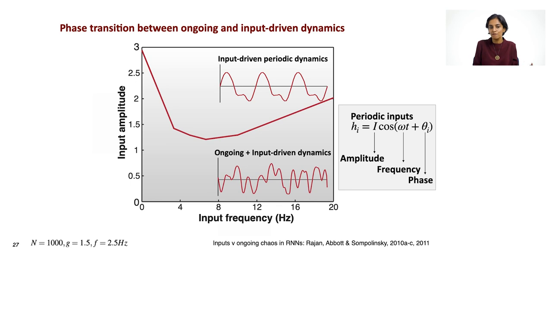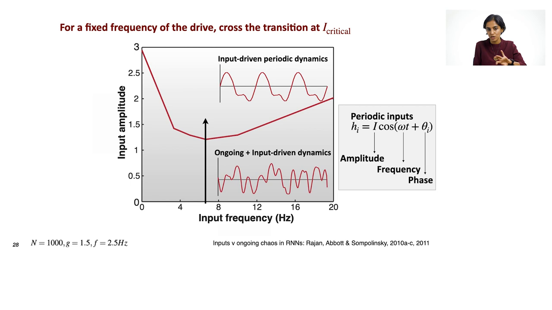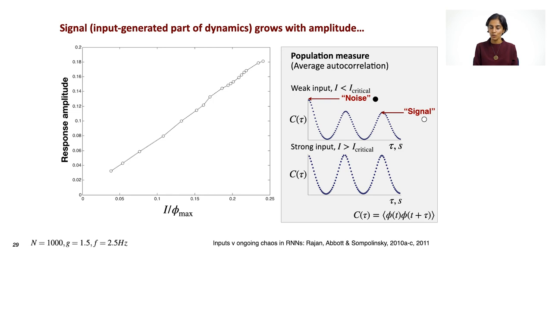This makes a few predictions. One of the experimental predictions is, if you fix the input frequency at a certain value, you should expect to cross this phase transition curve at some critical input amplitude if you dial up the input amplitude. And that's what you're able to do by measuring the signal and noise features from this population metric, C of tau as a function of tau. So here I'm plotting the response amplitude as a function of the amplitude of the input that is given to these networks.